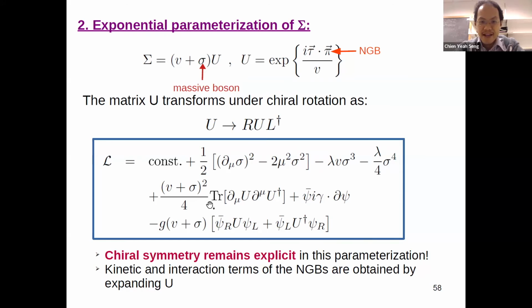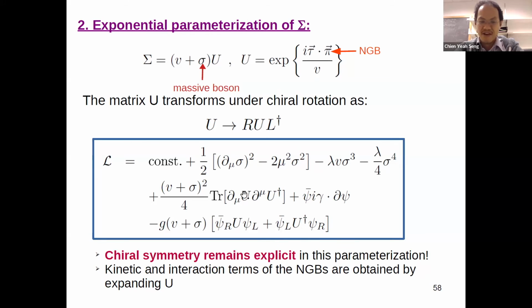And then you see the Nambu-Goldstone boson term in terms of the U matrix. And then you see the fermion term coupling with the U. And in this form, you can easily find that the chiral symmetry is still explicit because the U goes as R U L dagger. So this term is obviously chiral invariant because the R here cancels with R dagger here, L dagger cancels with L here, and same for this term.